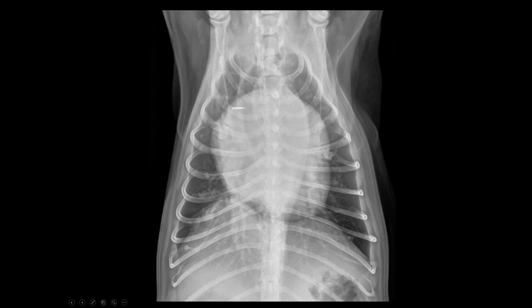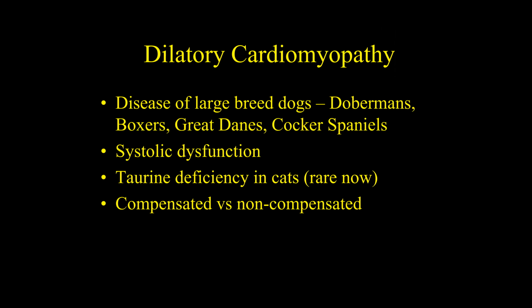But again, there's something more opaque living right between that bow-legged cowboy. And that summation of that area is where the left atrium lives. So big right heart, big left atrium, you can see on the VD view. And again, the pulmonary vessels are a little bit prominent. So this is a dog that has non-compensated, mild to moderately severe mitral insufficiency.